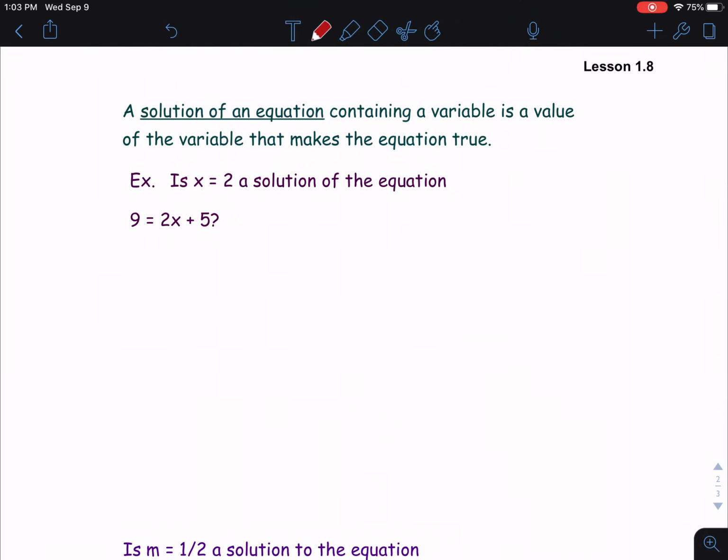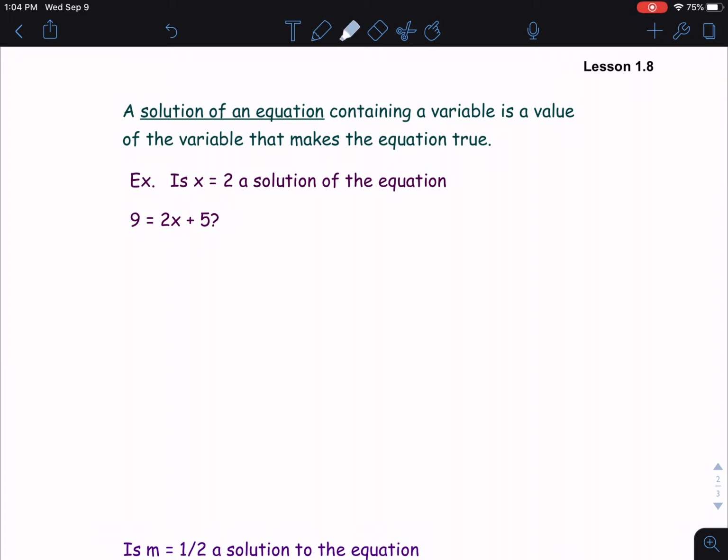Included in the open equations are solutions. We are able to find a solution to that equation, and we can also determine if a given possible answer is a solution by plugging that variable in and seeing if it makes the equation true.